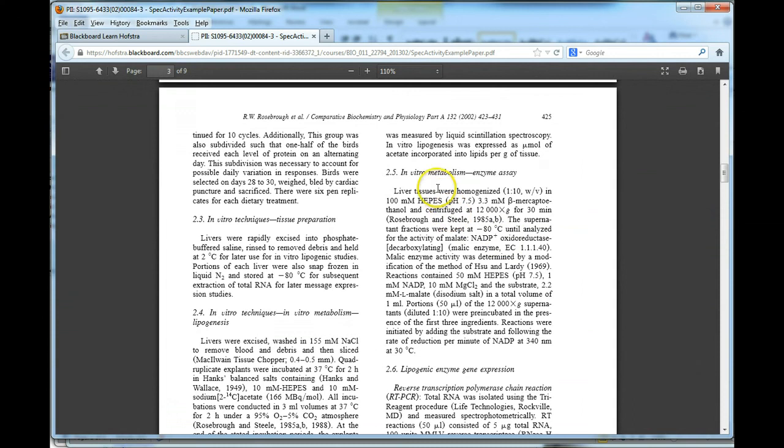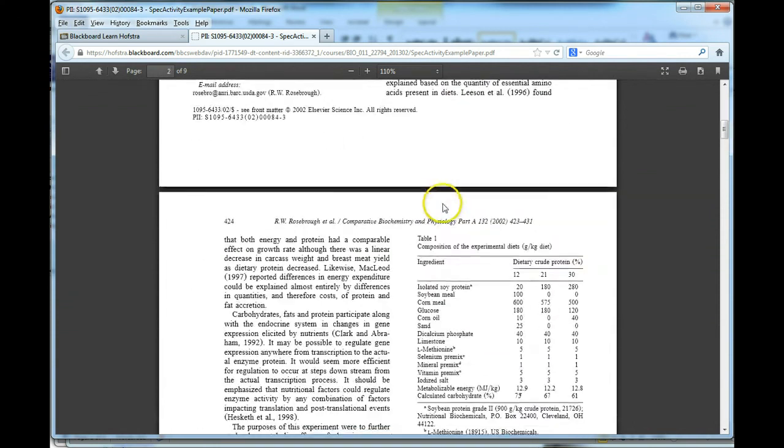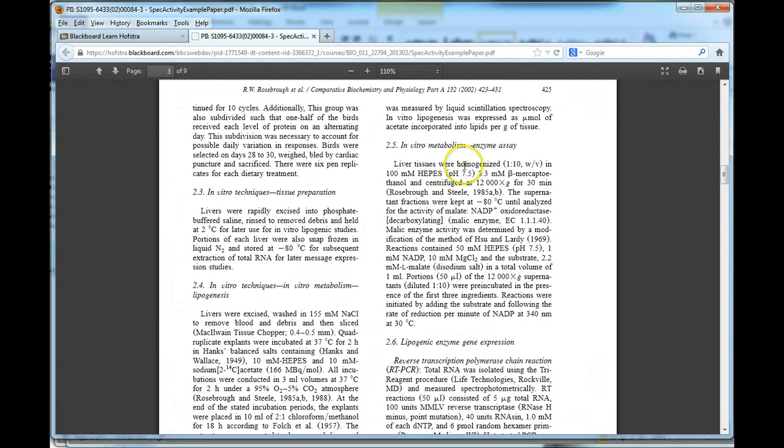So here's the paper. You can scroll to the top. Here's the title of the paper, but down here on the 3rd page, in vitro metabolism enzyme assay. Let's look at these methods.